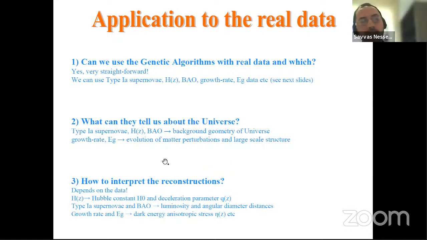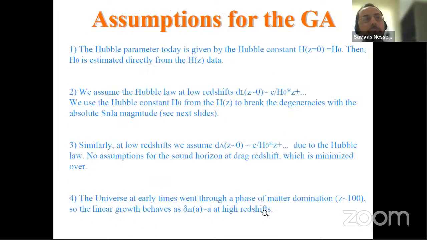This actually depends on the data. So for example, from the cosmic chronometers or any other kind of H of z data, we can get, for example, the Hubble constant, or we could get the deceleration parameter and so on. From supernovae and BAO, we could get the luminosity distance and angular diameter distance. Again, I will show an example in a moment. From the growth rate data of sigma 8, we can get the dark energy anisotropic stress and so on and so forth. I will show some very brief examples in a moment.